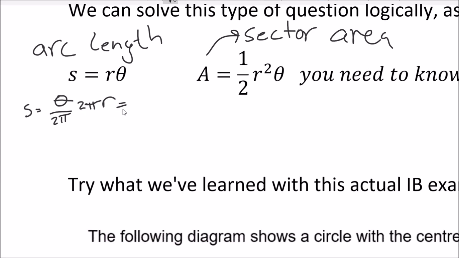And if you notice, the way this simplifies out, you have a 2 pi in the denominator and a 2 pi in the numerator. So you have theta and r left over, which you'll notice is the same as r theta. So that's where that formula is coming from. It's not totally out of the blue. It's based on taking a portion of the circumference.